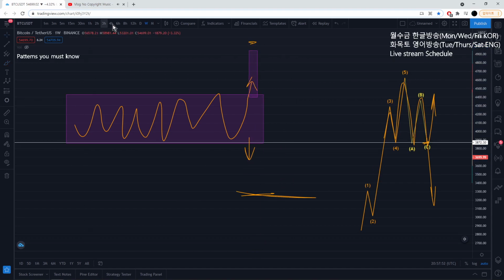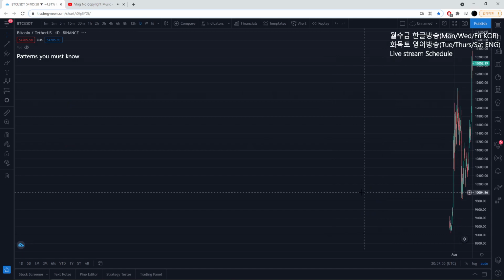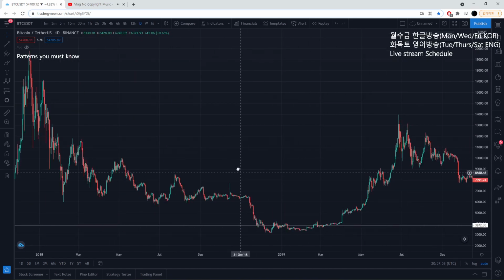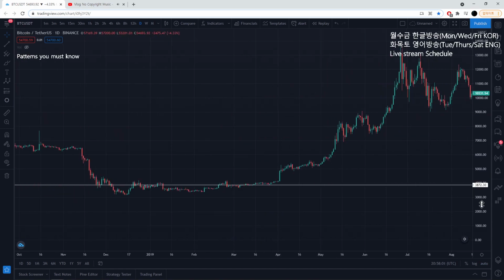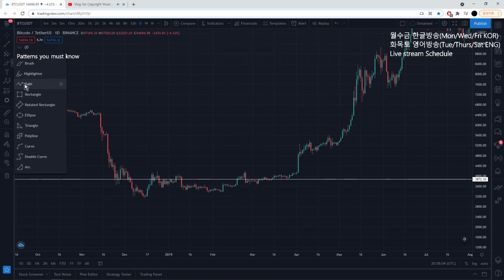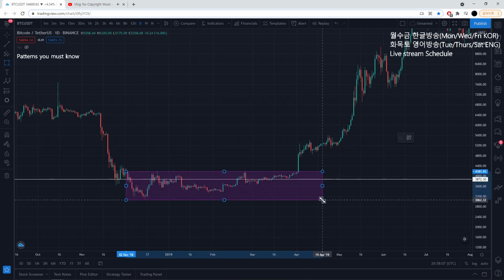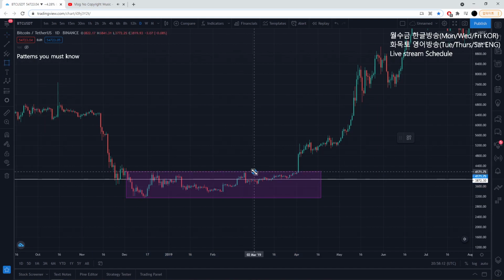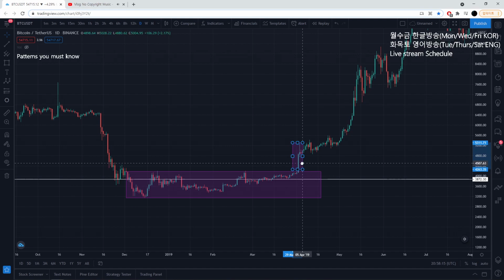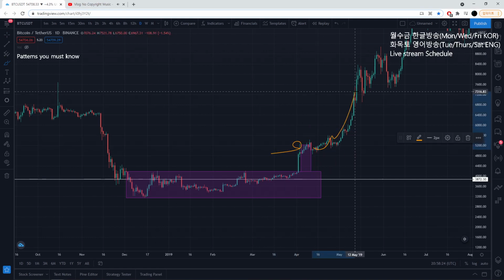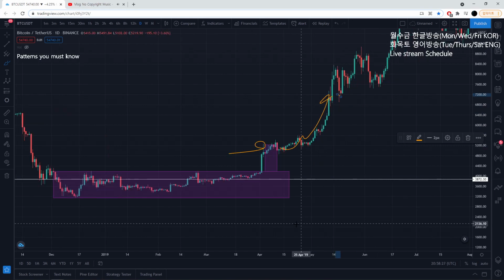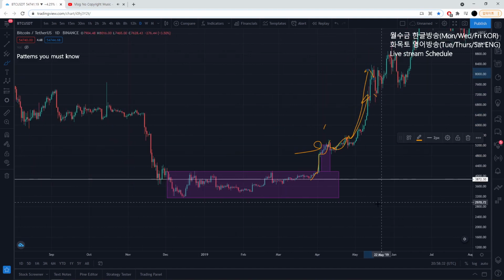Alright, so let's go find a box in Bitcoin. Let me see if I can find one for you guys. Yeah, that seems like one. So if it was a box, what is the height? This is the height right here. So you would have taken your profit here. And of course it went up again, but you would have known because there was an impulse, 1, 2, 3, 4, 5. The first impulse, second, and then boom, third impulse going up.